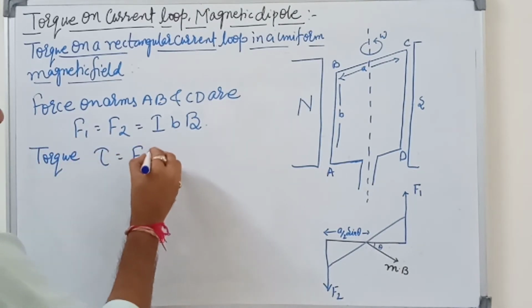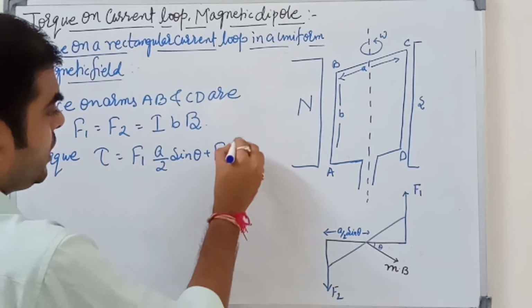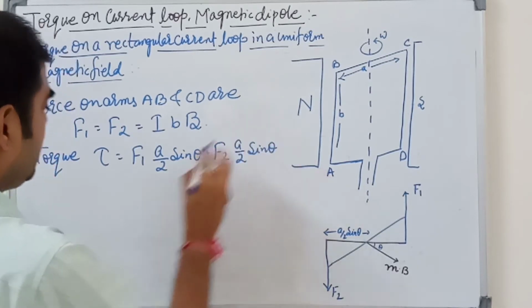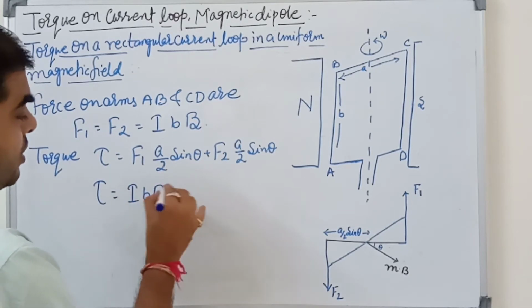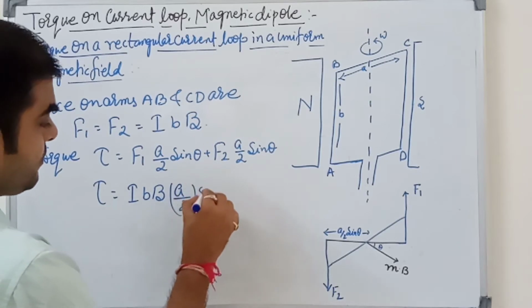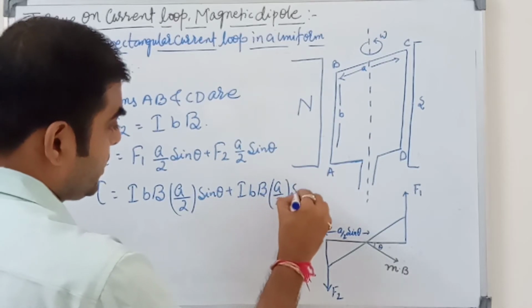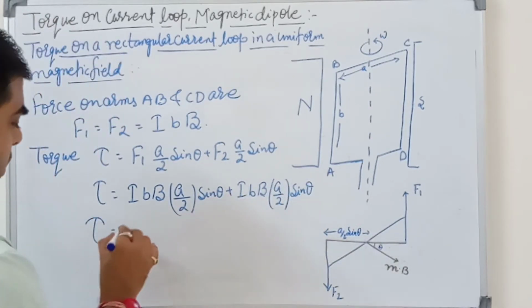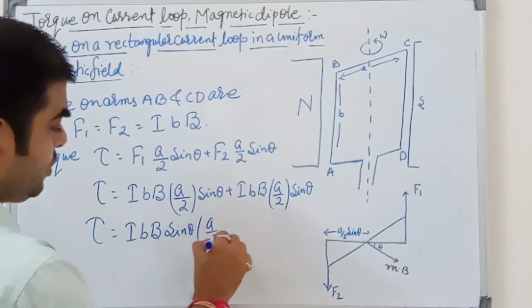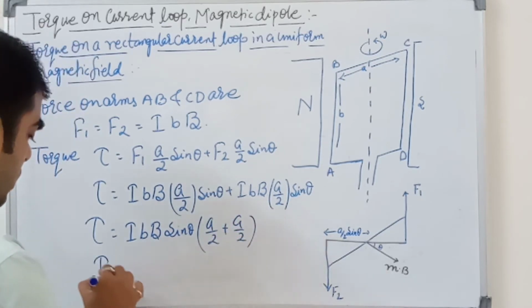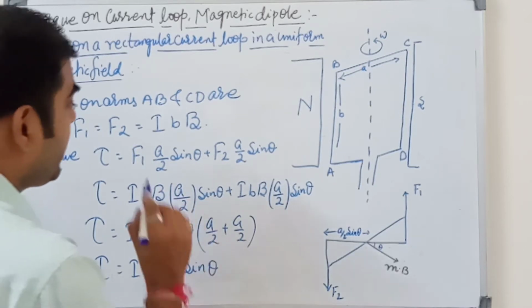F1 times A by 2 sin theta plus F2 times A by 2 sin theta. It is clear. Now putting the values of F1 and F2, so IBb A by 2 sin theta and IBb A by 2 sin theta. Now tau is equal to IBb sin theta times A by 2 plus A by 2. Now tau is equal to IAB sin theta. Write down, all of you.